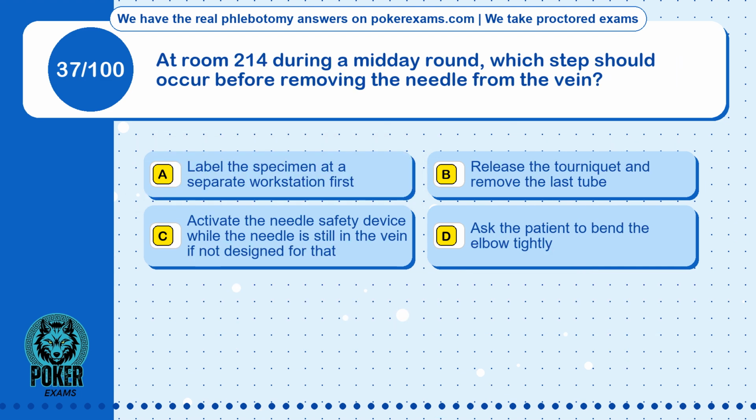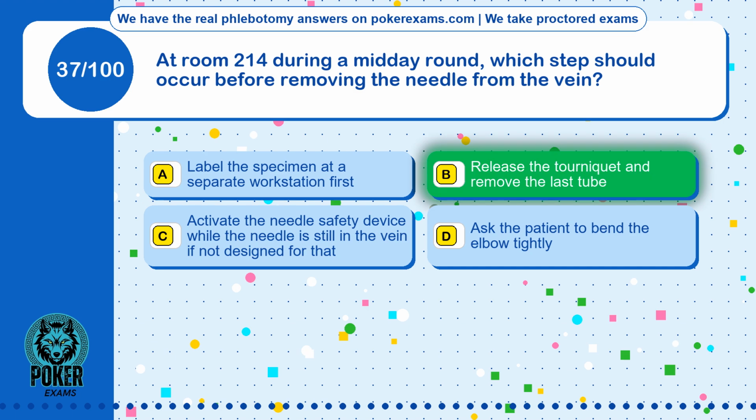Question 37. At room 214 during a midday round, which step should occur before removing the needle from the vein? Option A. Label the specimen at a separate workstation first. Option B. Release the tourniquet and remove the last tube. Option C. Activate the needle safety device while the needle is still in the vein if not designed for that. Option D. Ask the patient to bend the elbow tightly.